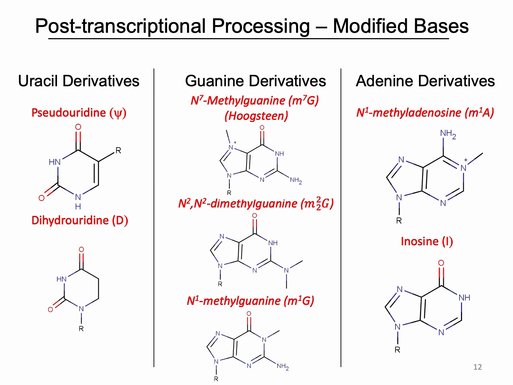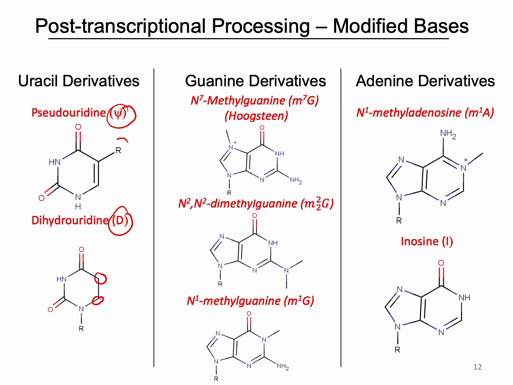Here we have the structure of all of the modified bases common in tRNA molecules. We talked about pseudouridine and dihydrouridine. Both of them are uracil derivatives. Dihydrouridine is different because it's a reduced form of uridine that does not have a planar structure. So these two carbons are sp3 hybridized, not planar.